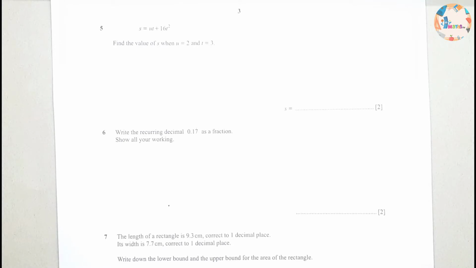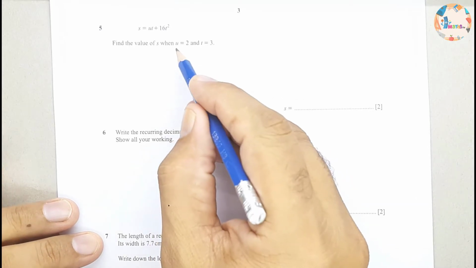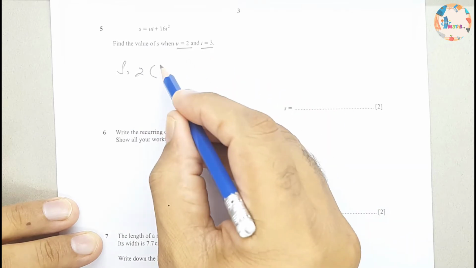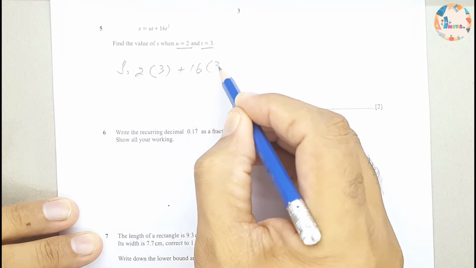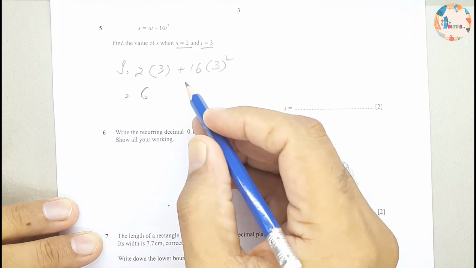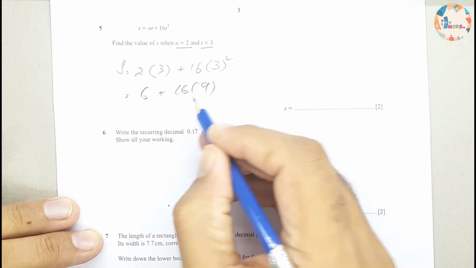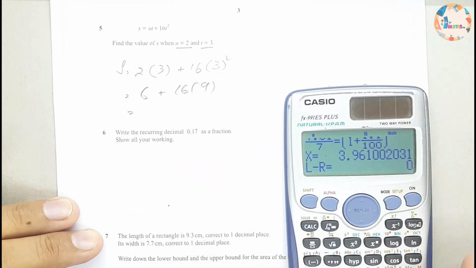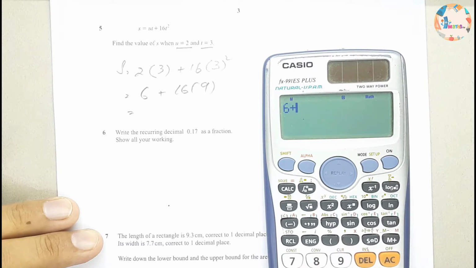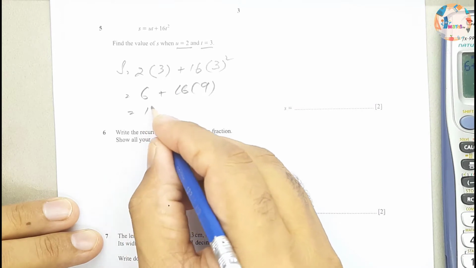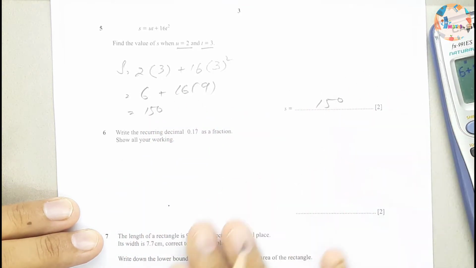Next question, number 5. s is equal to ut plus 16 t square. Find the value of s. Basically we have to replace these values. So s is equal to 2 into t, which is 3, plus 16 into t square, meaning 3 square. So this will be 6 plus 9 into 16. This will be our equation, and if we use the calculator to solve 6 plus 16 into 9, this will be equal to 150. So we can write the answer as 150.